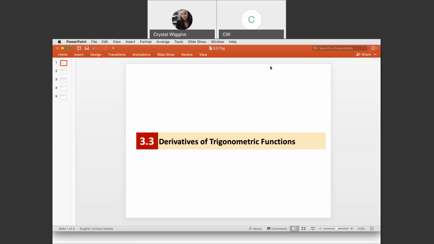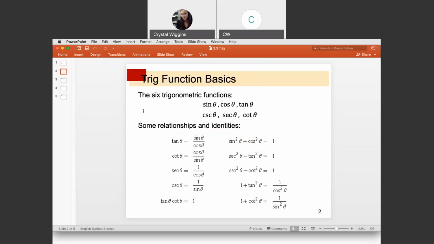All right, let's talk about the derivatives of trigonometric functions. So there are six basic trigonometric functions: the sine, the cosine, tangent, cosecant, secant, and cotangent, and these relationships are listed here. So essentially everything can be written in terms of sine and cosine, which matters when you're doing any types of proofs, which you may have done in pre-calculus or college algebra, but most likely pre-calculus at trig, then these are some of the identities.